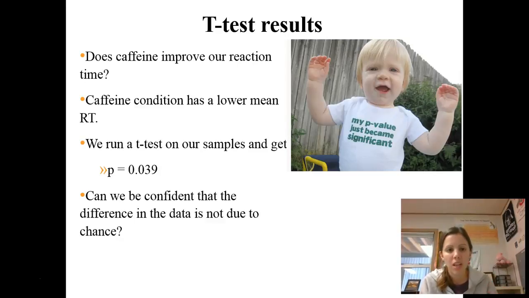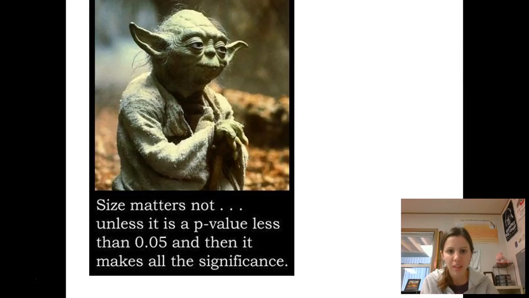So with our test results, let's say with our caffeine study, we get a p-value of 0.039. What that means is that there's a 3.9% chance that those results happen by chance. So if we did this study 100 different times, 3.9% of the times that we did that, or 3.9 times, those results would probably happen by chance. Okay? So that's statistical significance.